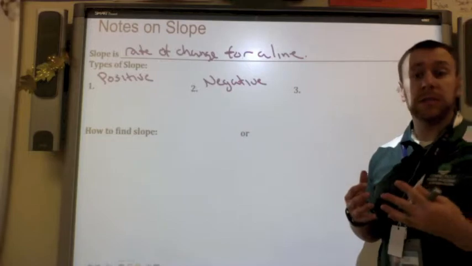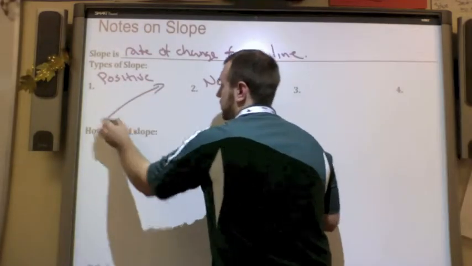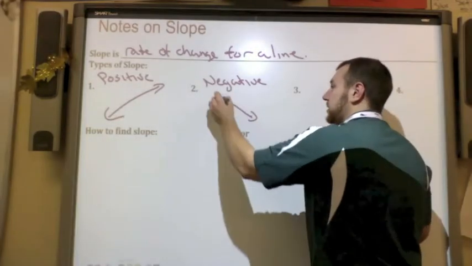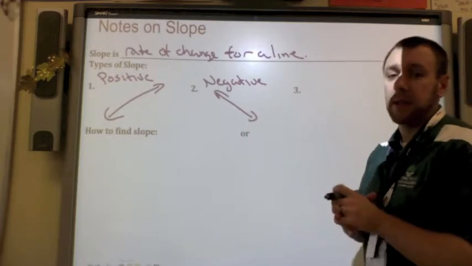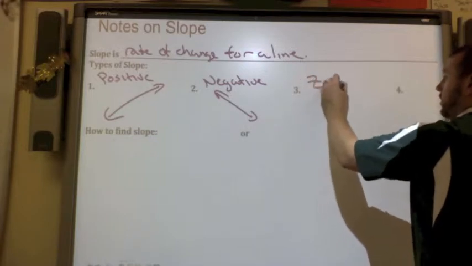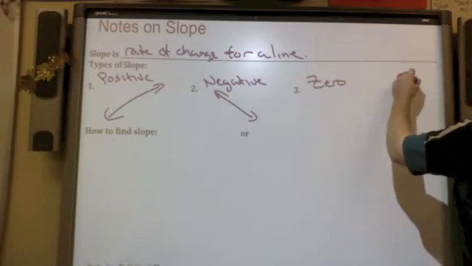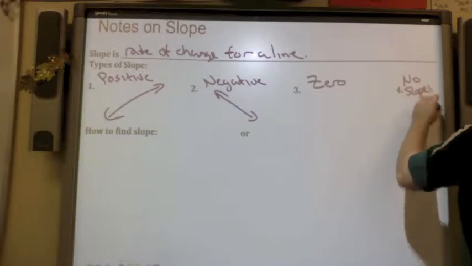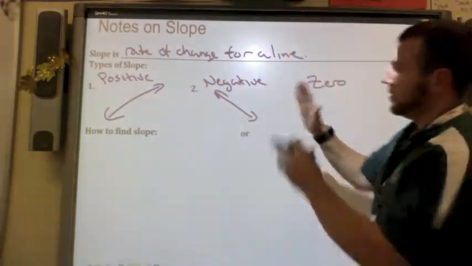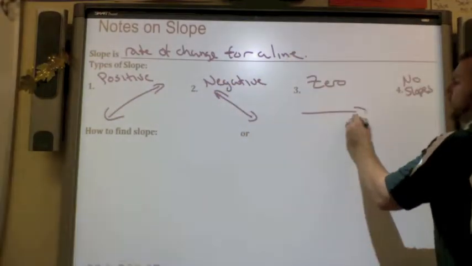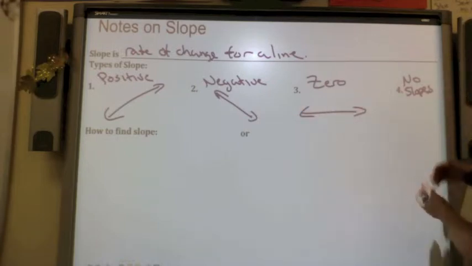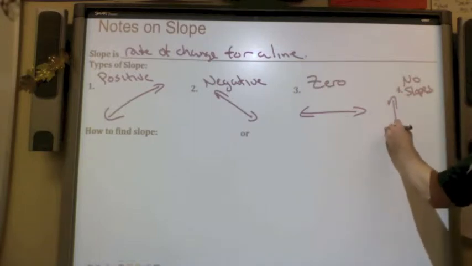Okay, so you'll see lines that go up from left to right. That's a positive slope. And lines that go down from left to right, that's a negative slope. There are also zero slopes, and there are no slopes. So a zero slope is a horizontal line. It's not going up, it's not going down, it's just going horizontal. And a no slope is a vertical line.